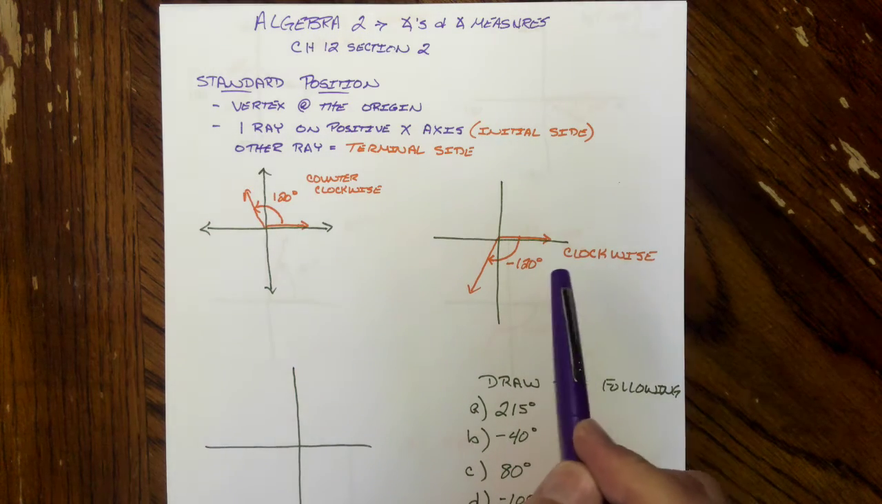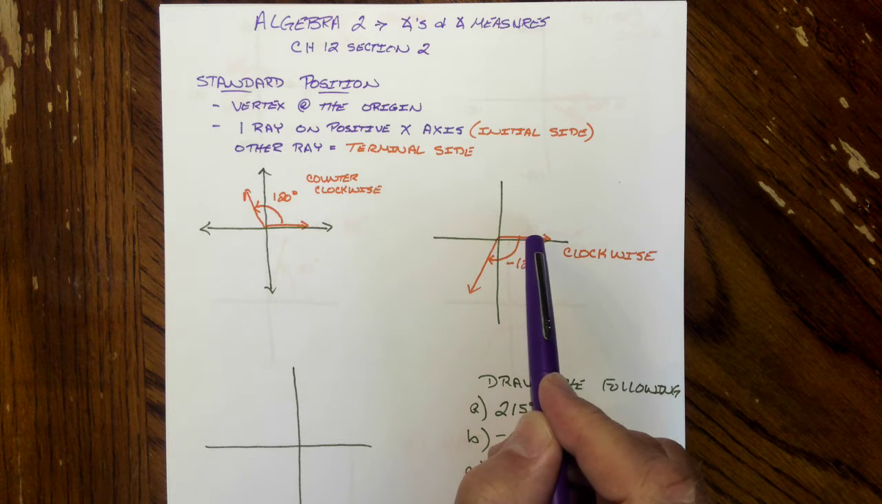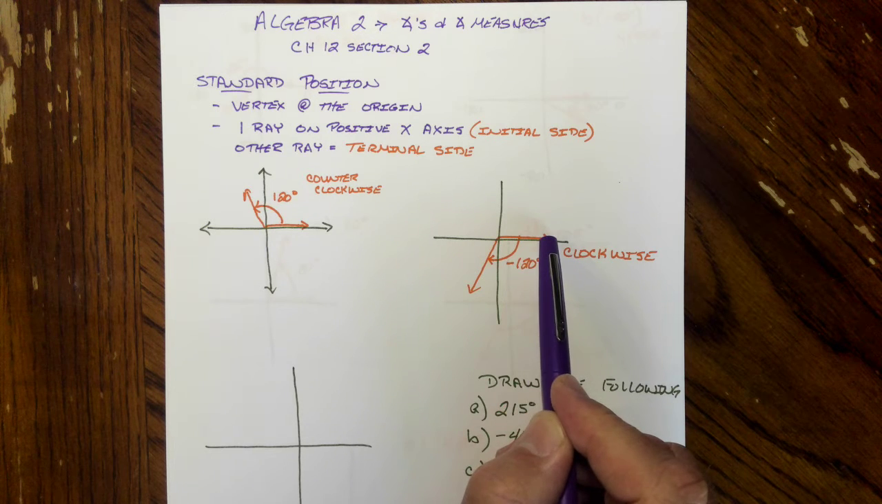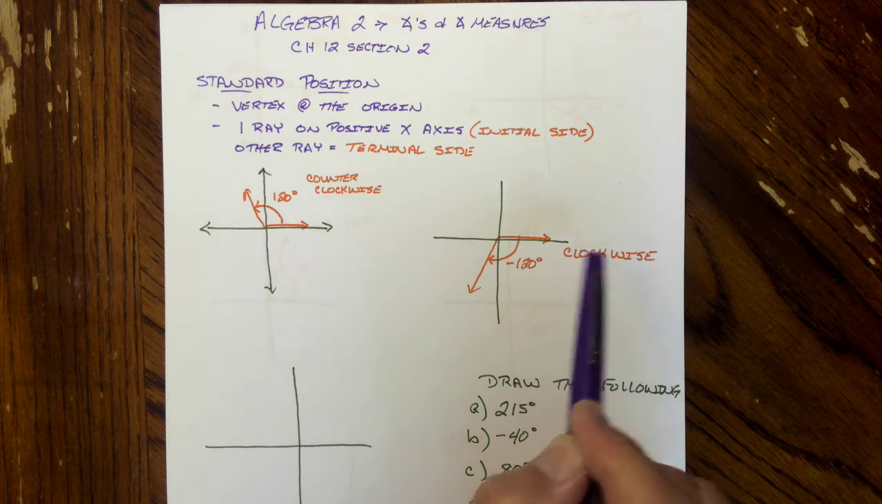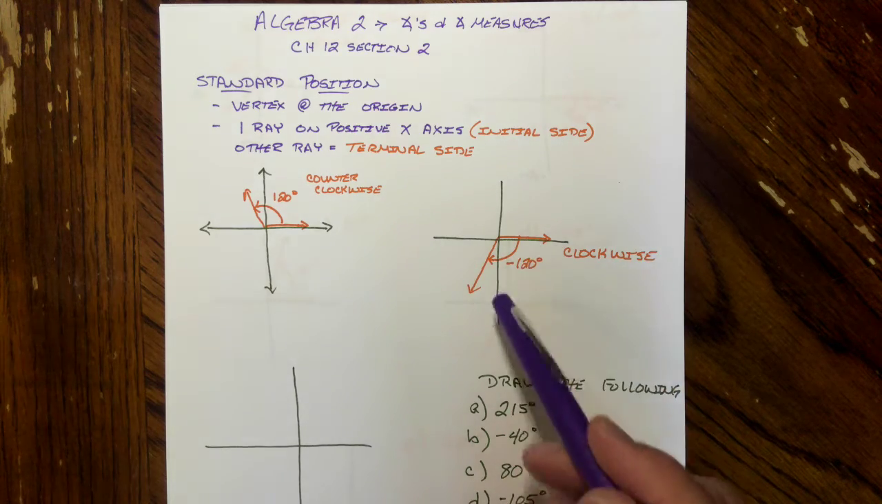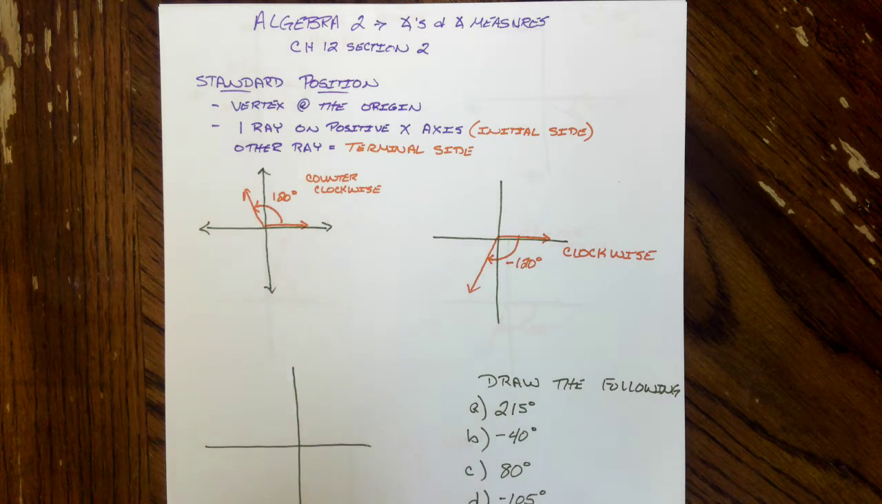Over here, this is a negative 120 degree angle. I've still got my initial side here on the x-axis, and now I go clockwise with my arrowhead on that. So that's going to be negative. So clockwise direction will be negative degree measures. Counterclockwise will be our positive degree measures.